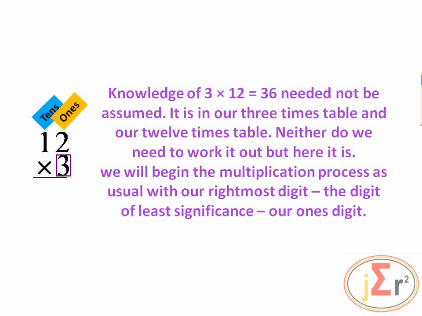Knowledge of 3 times 12 need not be assumed. It is in our 3 times table and our 12 times table. Neither do we need to work it out, but here it is. We will begin the multiplication process as usual with our rightmost digit, the digit of least significance, or ones digit. So we did not actually need to multiply it out because we know our multiplication table. But let's go. 3 2s, 6. And then we say 3 1s, 3. And that's all there is to it.